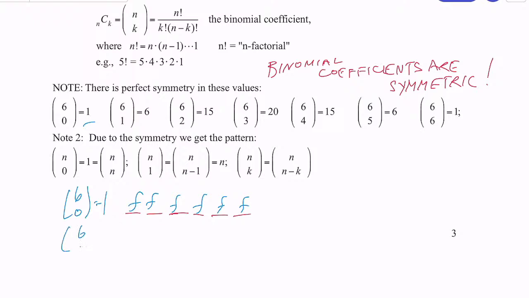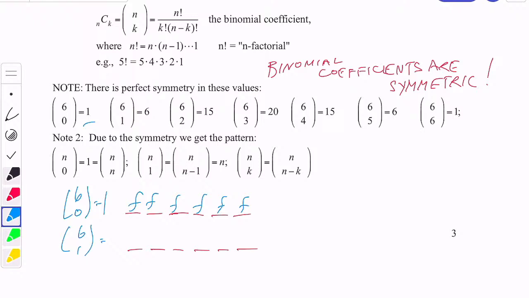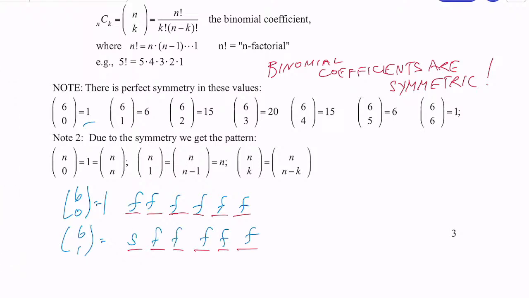Let's see, 6 choose 1. What would that be? Well, there's 6 choices and there's 1 success out of 6. How many ways are there of arranging those outcomes? Well, I guess I can have it this way.